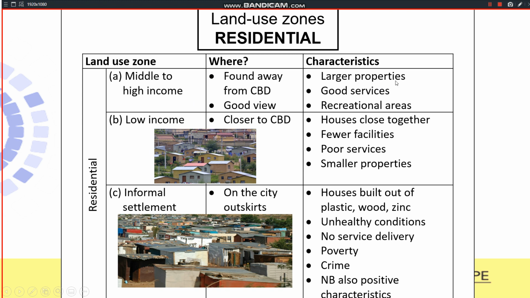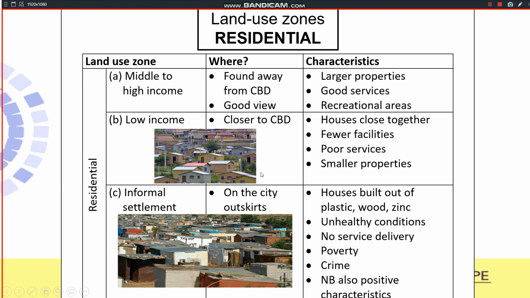Large properties, good services, recreational areas. These are usually your very, very upmarket residential areas. Right. Let's give you an example. For instance, Sandton in Gauteng. These are areas that can fall into this zone.